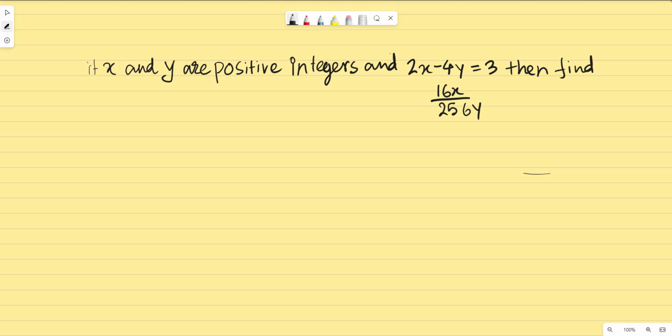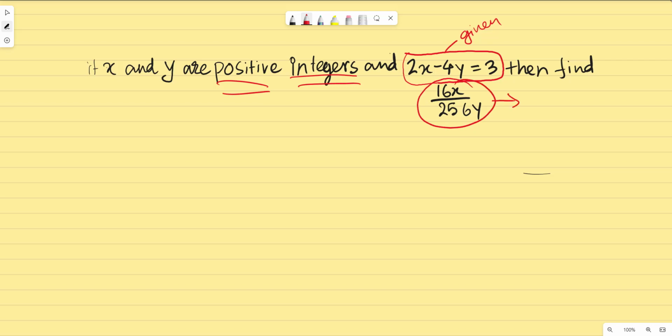Okay, let's try to solve this problem. This is a very easy problem. It's saying that if x and y are positive integers, and 2x minus 4y is equal to 3. It is given. Okay, so you are asked to find the value of this expression.